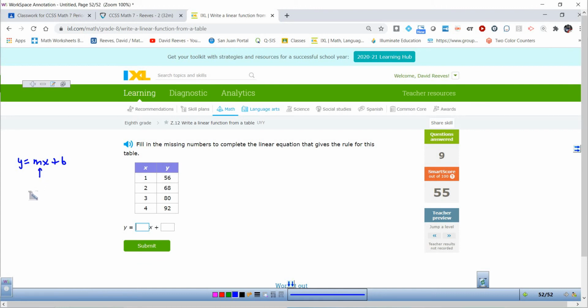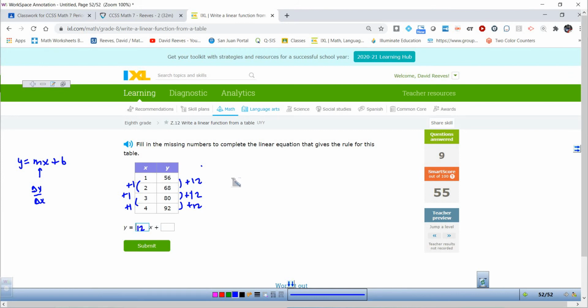So again, slope is my change in y over my change in x. So let's find that slope. Let's find that change in y over change in x. All right, so here we go. 56 to 68, that's plus 13, right? So it's plus, hold on, it's not plus 13. How about plus 12? Is that better? Plus 12, plus 12, plus 12. This one is plus 1, plus 1, plus 1. So our slope is 12.